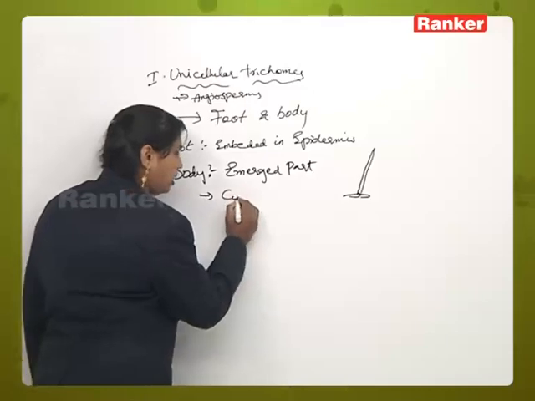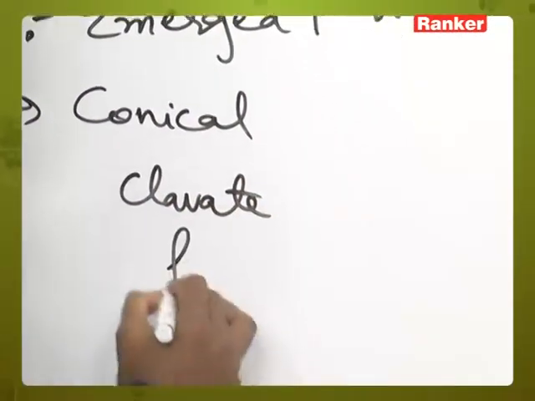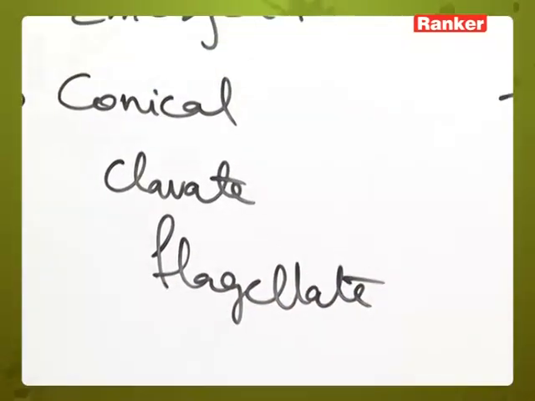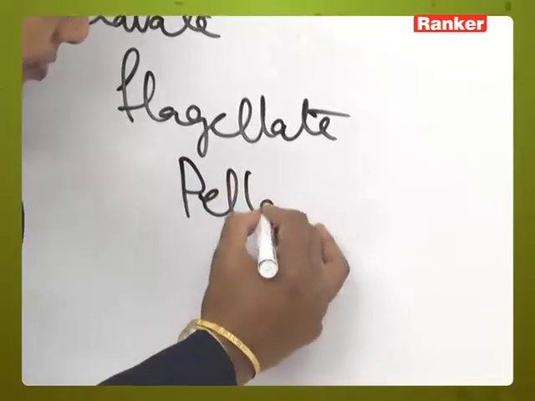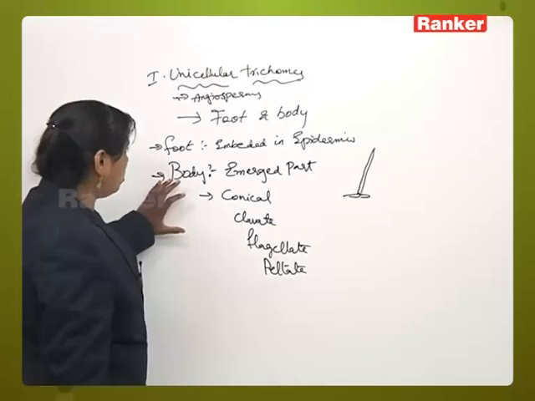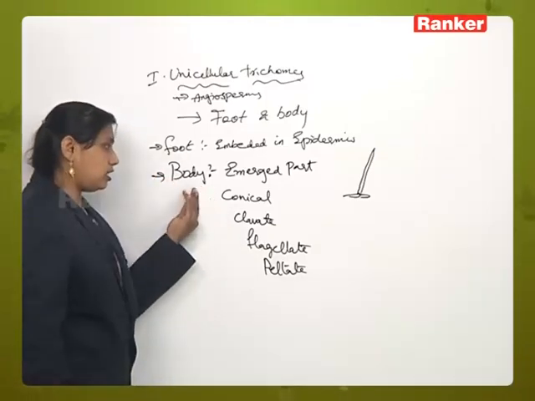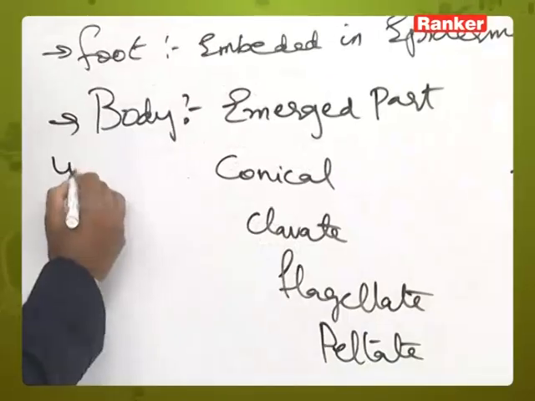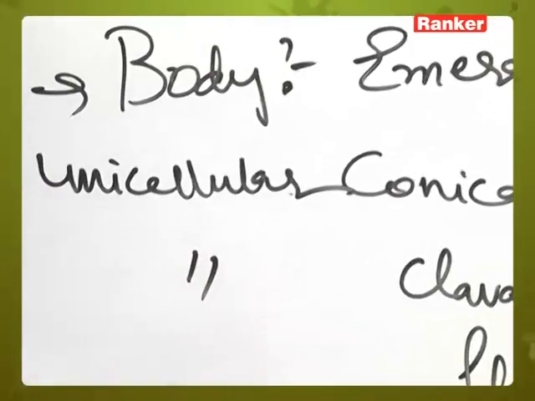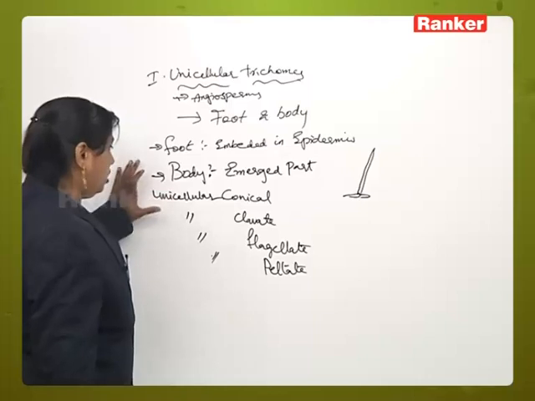And here, as it is a unicellular trichome, it shows much variation. It may be of conical shape, or clavate shape, or flagellate shape, or peltate shape. So these are the different shapes in which you can see the occurrence of unicellular trichomes. So when it is a unicellular trichome, you can say unicellular conical hair, then unicellular clavate, unicellular flagellate, unicellular peltate type of trichomes.